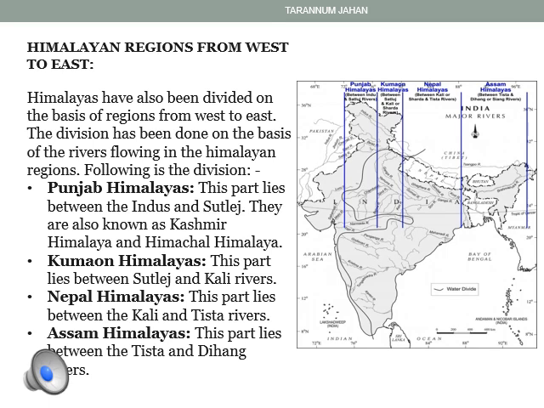Then comes the Nepal Himalayas. The complete border of Nepal is what we are taking as the Nepal Himalayas. This part lies between the Kali and Teesta rivers, the rivers flowing in the middle of these borders. Then the Assam Himalayas lie between the Teesta and Dihang rivers. The moment the Teesta ends, the Assam Himalaya starts, from Teesta to Dihang. In this way the Himalayan regions from west to east have been divided.